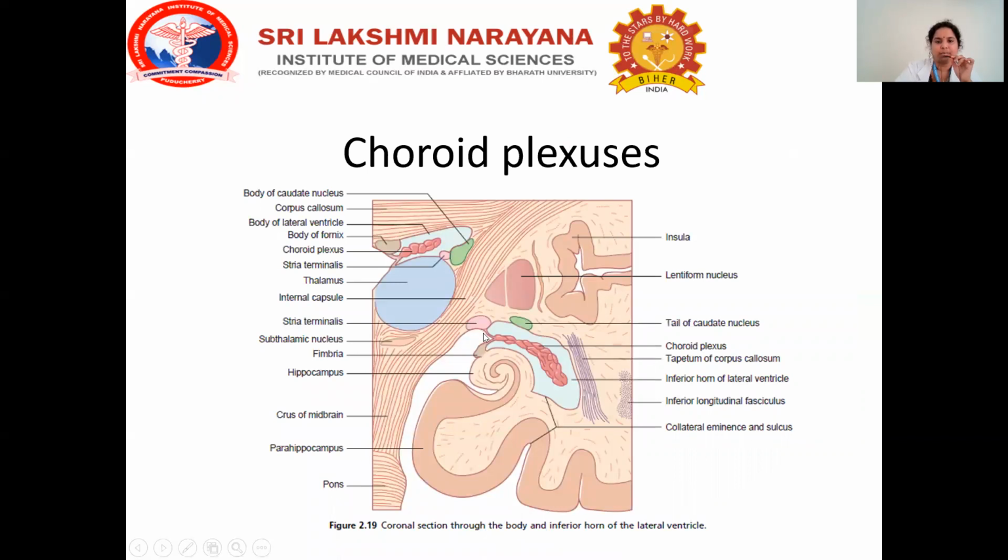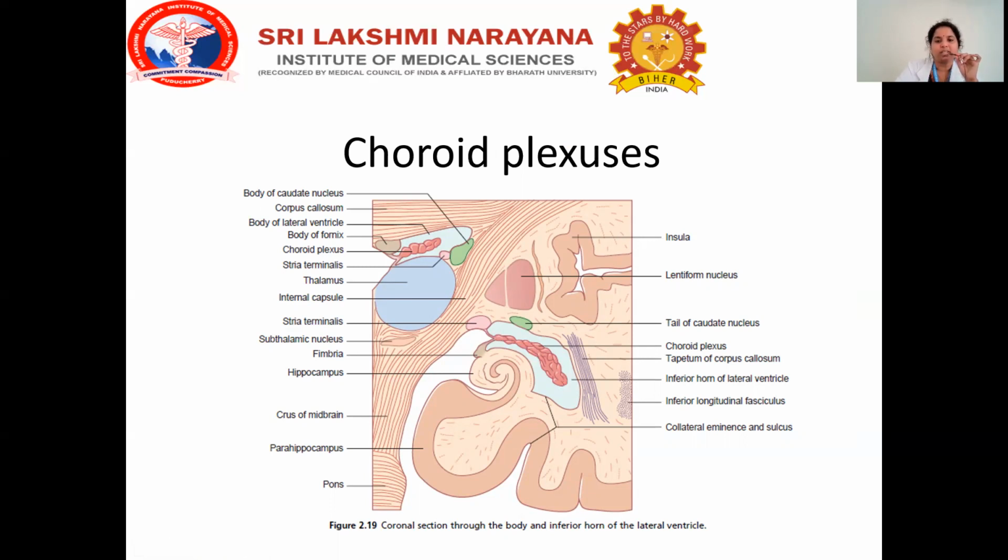So this section shows the choroid plexus of the body of the lateral ventricle as well as the inferior horn of the lateral ventricle. Here, the choroid fissure passes between the body of the fornix and the superior surface of the thalamus, carrying the pia mater and the ependymal lining to form the choroid plexus. In the same way, in the inferior horn also, the choroid fissure is present between the stria terminalis and tail of the caudate nucleus above, and the fimbriae and hippocampus below. Through this fissure, blood vessels enter carrying the pia mater and the ependymal lining.